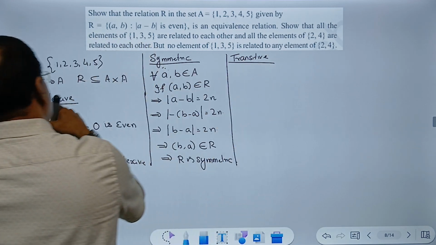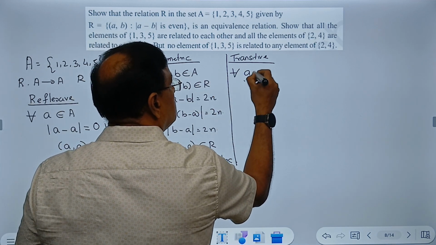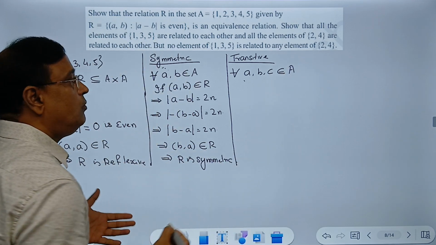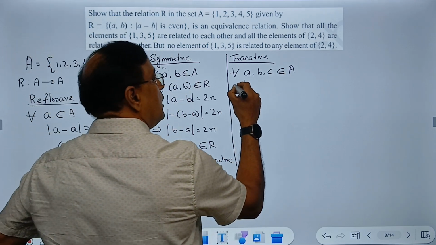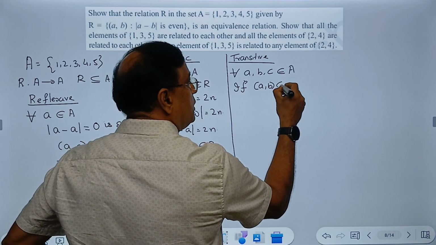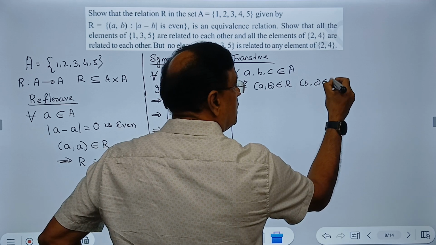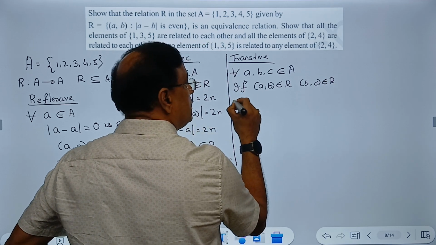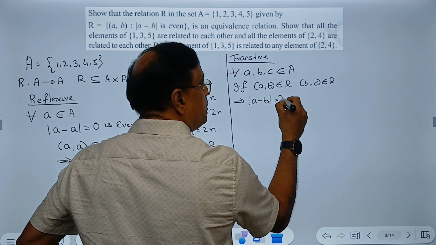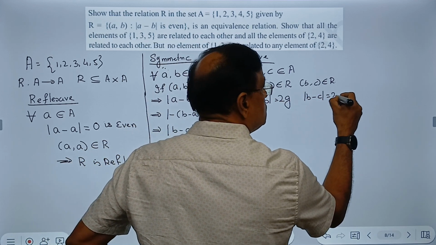Here I chose one element for reflexive. Here it is two elements. For transitive, I choose three elements. What do you know? There are two conditions, and both the conditions should be true. If (A, B) belongs to R is true, and (B, C) is also related to R, this implies what? Modulus of A minus B is a multiple of 2. Modulus of B minus C is also a multiple of 2.